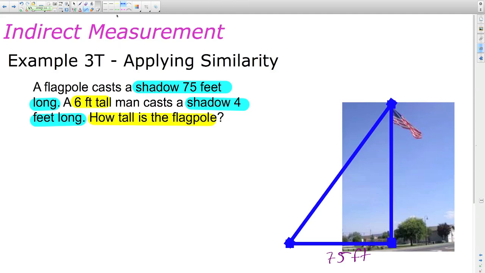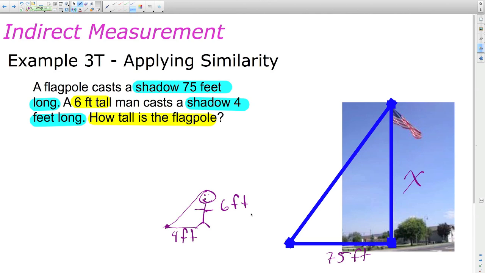And since the shadow is formed by the same sun, if I draw a picture of a man here, a simple stick figure, we know that man is 6 foot tall, and he casts a shadow that's 4 feet long. If we connect the top of that man's head with the end of his shadow, what we have is a similar right triangle. We have to solve for this value here, x.